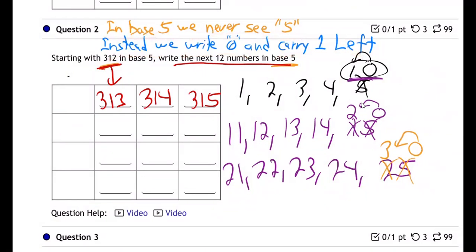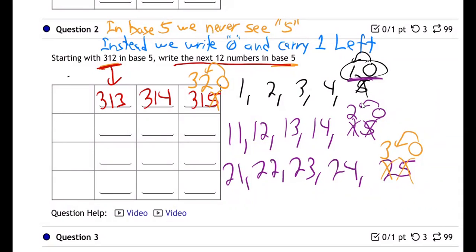So I say, oh, okay, I gotta do that. Write a 0 and carry 1. So this will become a 2. So it's 320, isn't it? Everybody see that? I wrote where the 5 appeared, crossed it out, wrote a 0, and carried 1 to the left. So it became 320. That's really the next number.